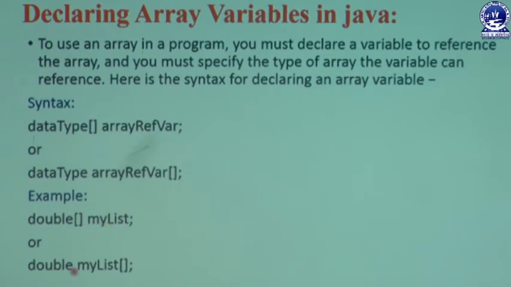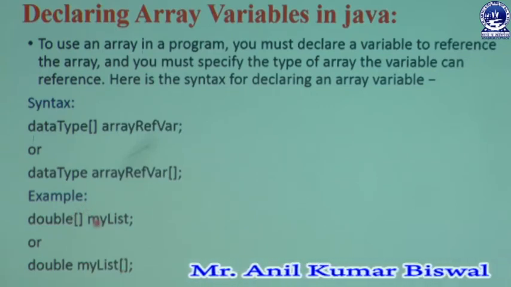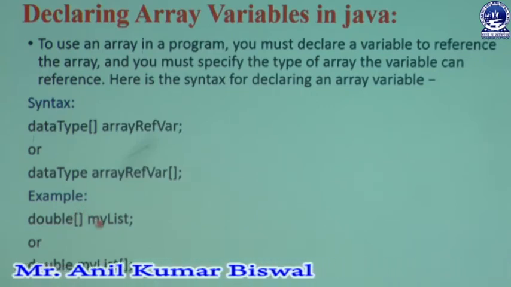Otherwise, we can also declare double, then space, myList with a subscript. It is also one array type element. So we can declare in two different ways in our array concept. In that way we can declare the array variables.